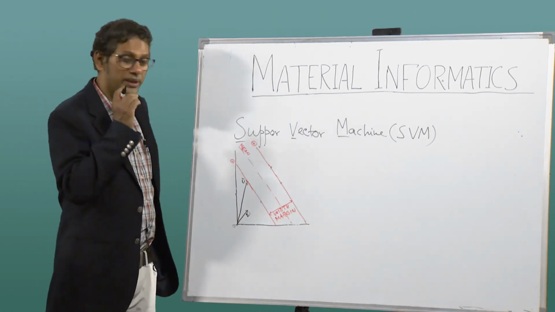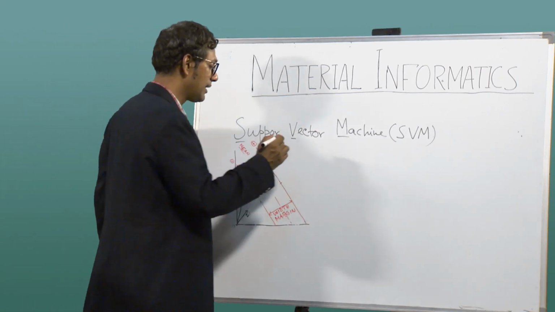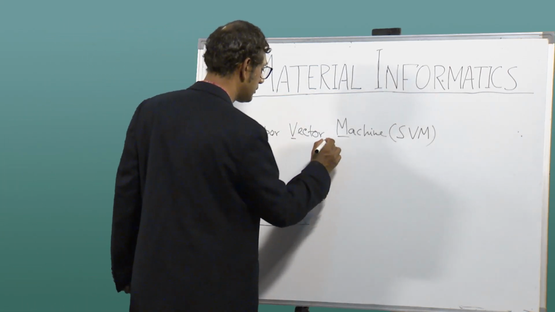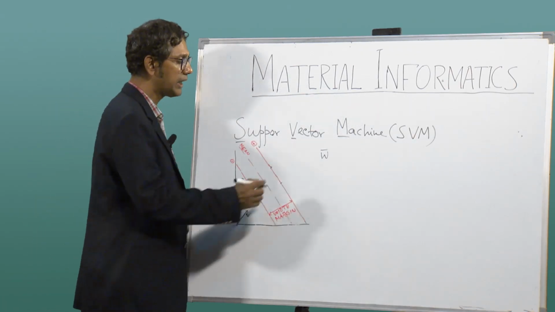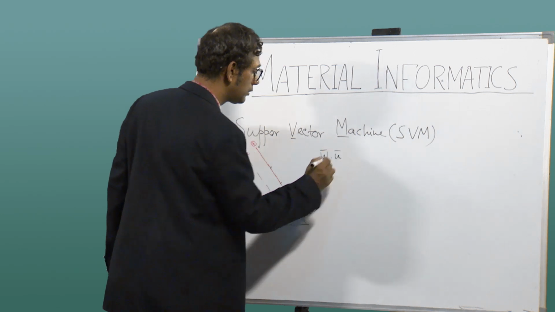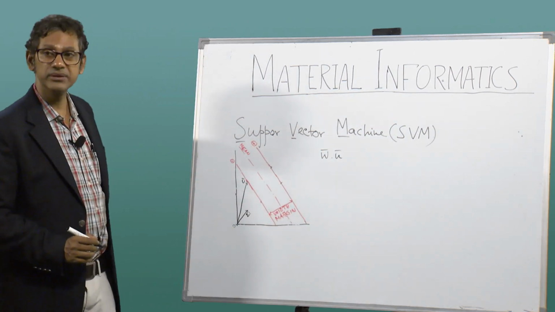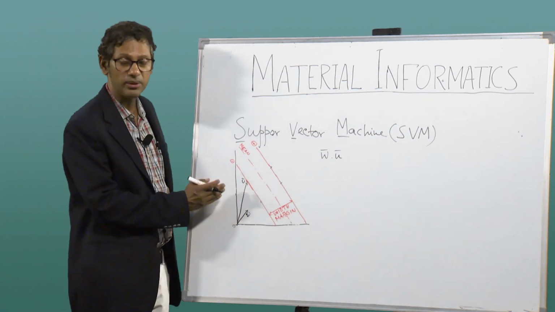So, let us do that mathematically, very simple. I have a vector called W, which is drawn such that it is perpendicular to the main line. I have a vector called U. I take a dot product of these vectors, because projection means dot product.